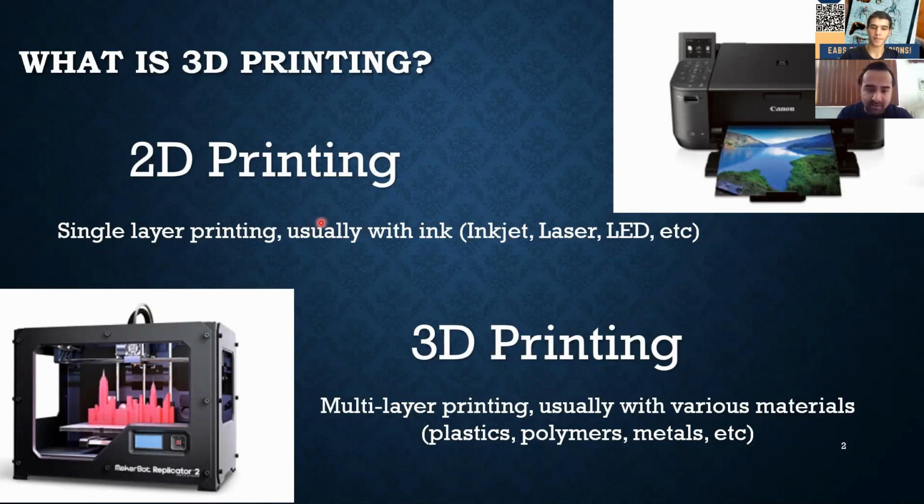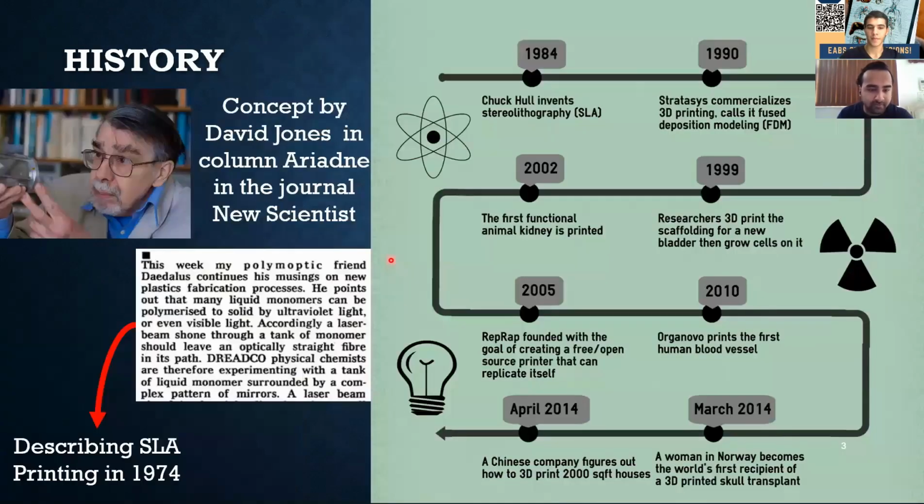So I always consider it prudent to talk about the history of these technologies. It's always good to know where they come from. The very concept of 3D printing started back in 1974 by this man named David Jones. He was writing in this column, Ariadne, I believe it's called, in the journal New Scientist. And he basically theorized this idea where if you have a bunch of liquid monomers that can be polymerized into a solid by ultraviolet light or even visible light, you can stack them together and create a three-dimensional structure. And what he was essentially describing back in 1974 was SLA printing, which is one of the types of printing that we're going to be going over.